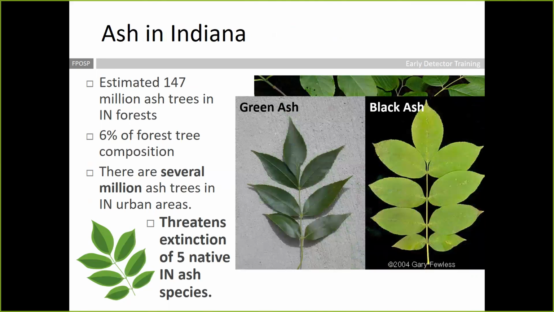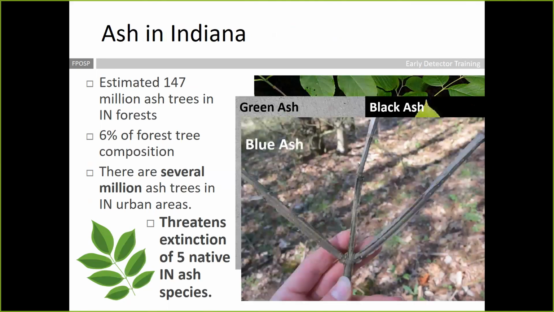The green ash and the white ash and the black ash are highly susceptible. There are few, if any, survivors once those are attacked. Blue ash, on the other hand, is somewhat resistant, but it is also attacked, and it's definitely a viable host for the emerald ash borer, and it's kind of distinguished by these quirky wings on the stem.